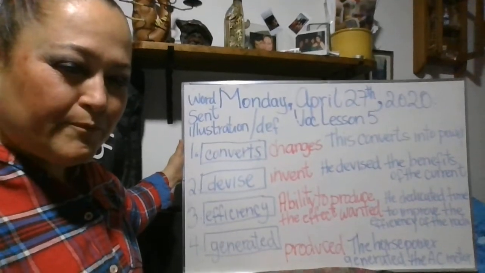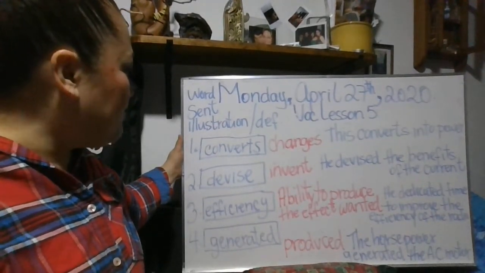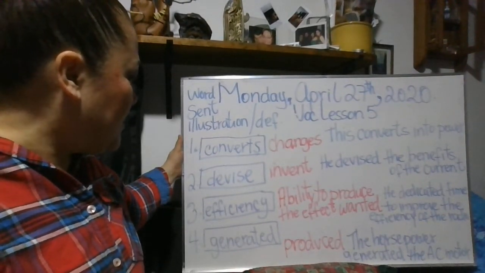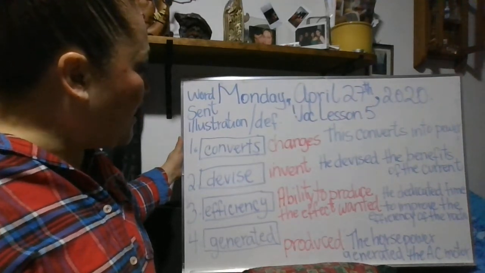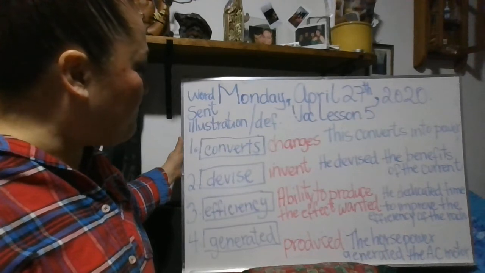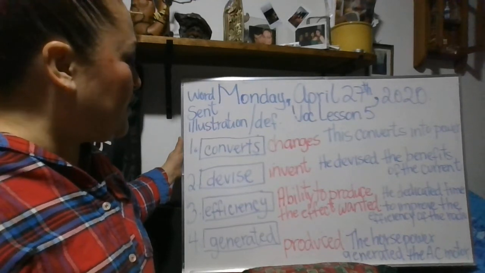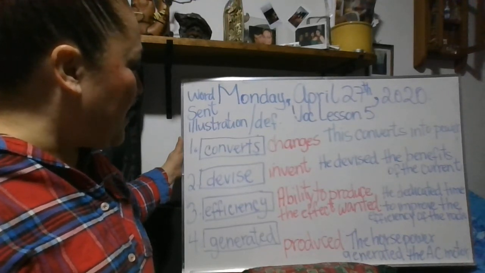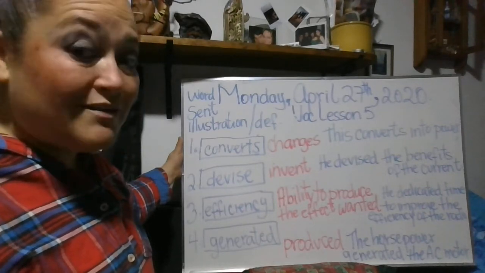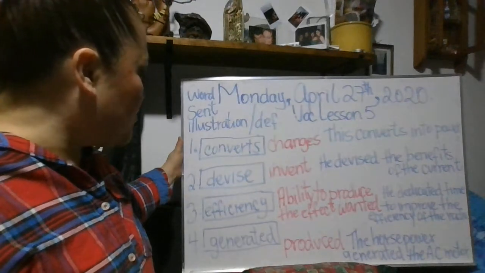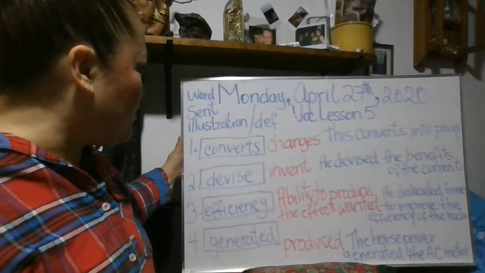okay? Device, efficiency, and generated. Converts, changes. Device, invent. Efficiency, ability to produce the effect wanted. And generated means to be produced.